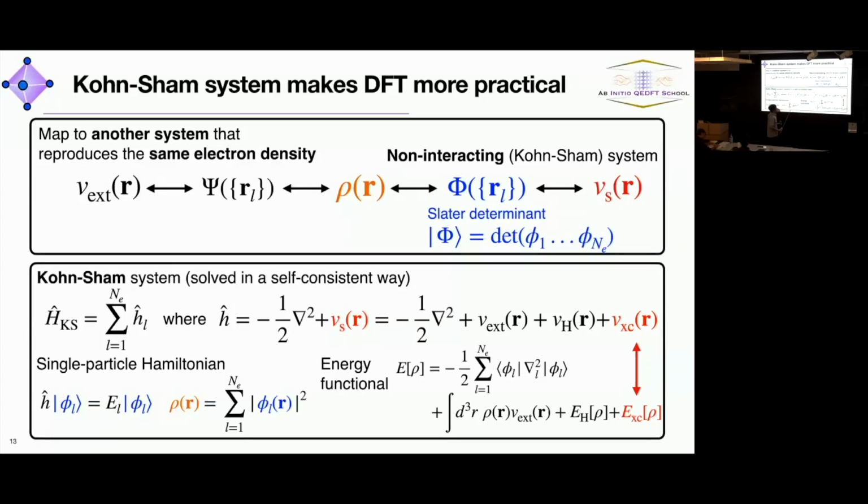Once you solve this single-body Hamiltonian, you get the wave function. At the bottom line it is very easy to solve because it is a one-body problem. If you get the wave function and take the modulus square, you get the electron density. And if you know the electron density and the energy functional, then you solve the whole problem. But the unknown here is that we don't know this exchange correlation potential, and we also don't know this energy functional.